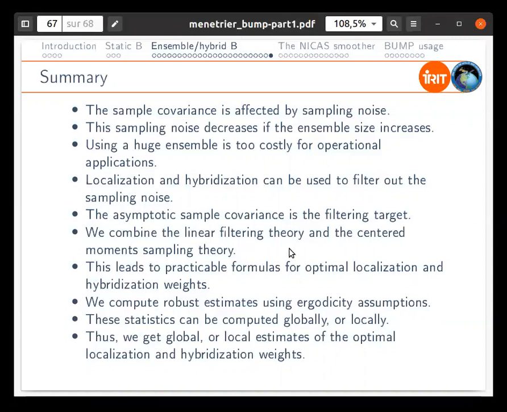And we can compute robust estimates using an ergodicity assumption. That's what I showed you, the couples of points on the map. These statistics can be computed either globally on your domain or locally with these local averaging centers. And finally, we can get either global or local estimates of the optimal localization and hybridization weights.